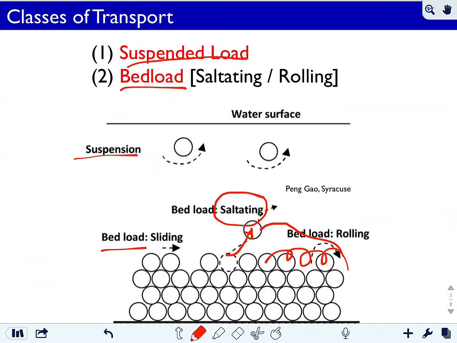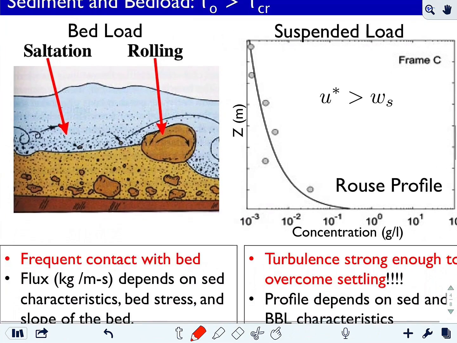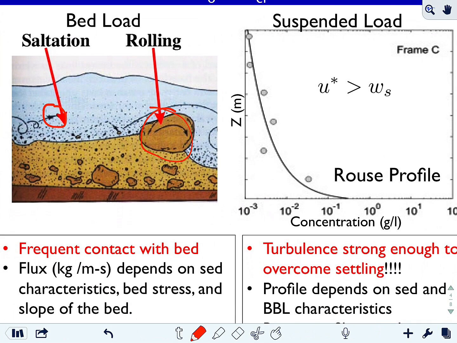There's two types of formulations. Bed load are principally the larger substrates that can't be suspended in the water column due to their very large settling velocities. The suspended refers to sands or finer, for the most part. And again, here's another drawing showing the kind of differences. Saltating, you have these jumping kind of rocks, rolling. It's frequent contact with the bed, and the flux really depends.